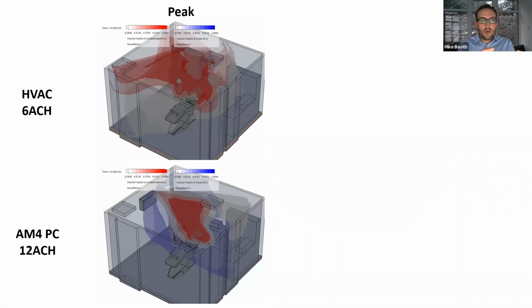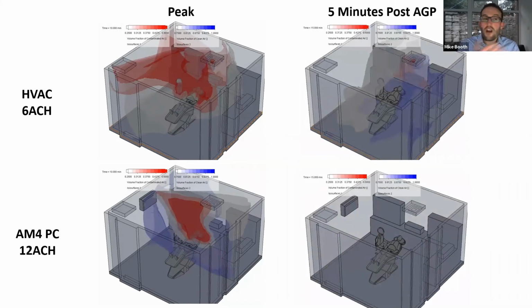You see a much more concentrated red, which is the bad air, the more concentrated contamination, much more blue and much more non-color specific air within the space in the lower solution. And then 5 minutes post-procedure, you see that the system on the top right, the HVAC system with 6 air changes per hour, trying to manage that as quickly as it can do, but still contamination within the space after 5 minutes. On the bottom right-hand side, it's the 12 air change per hour solution. So you really visually start to see a much cleaner environment.